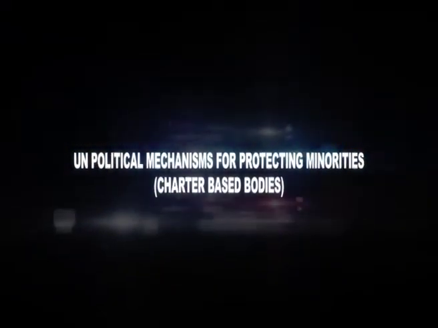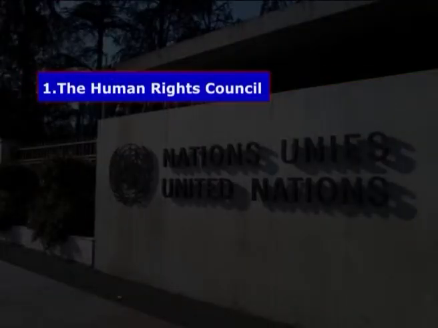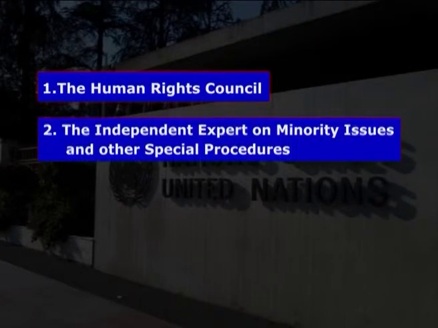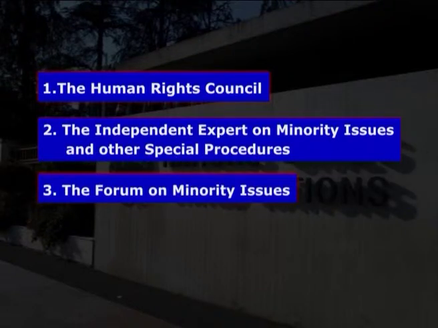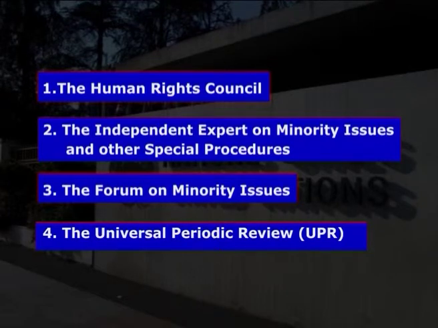UN political mechanisms for protecting minorities, charter-based bodies. There are 4 main UN political mechanisms for protecting minorities, given below. Number 1, the Human Rights Council. Number 2, the independent expert on minority issues and other special procedures. Number 3, the Forum on Minority Issues. Number 4, the Universal Periodic Review, also known as UPR.